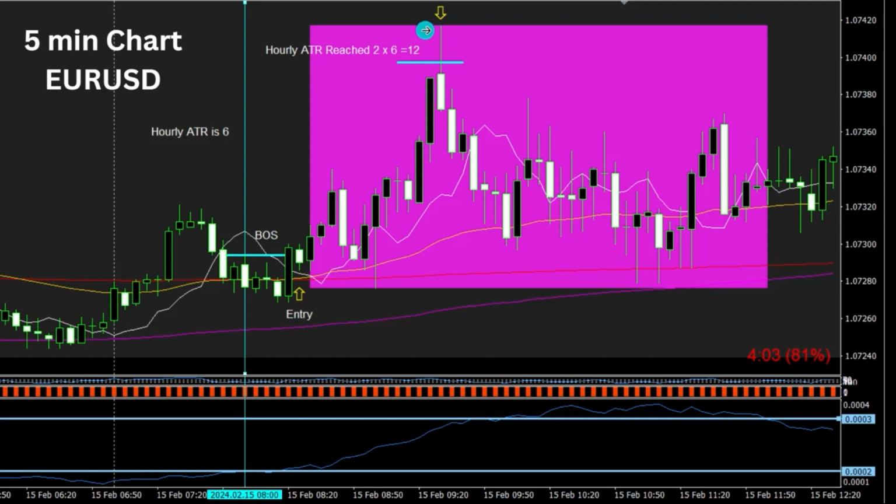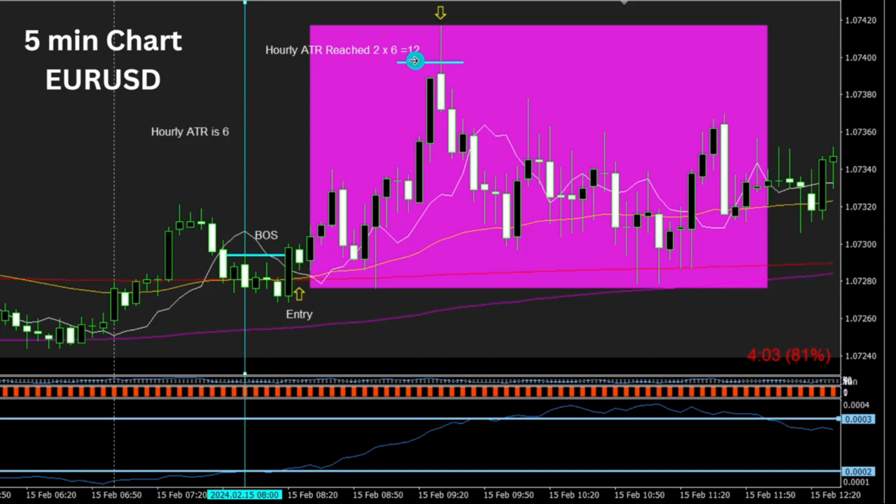However, this is during London, and our hourly ATR is 6 pips, starting at 1 o'clock, and we've reached 2 o'clock, and we've already gone 2 ATR. During the 1 o'clock to 2 o'clock hour, we've moved 6 pips, and then during 2 o'clock to 3 o'clock, we've moved another 6 pips, and now we're at 12.